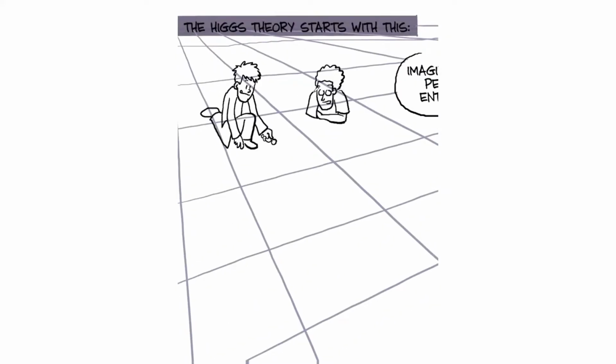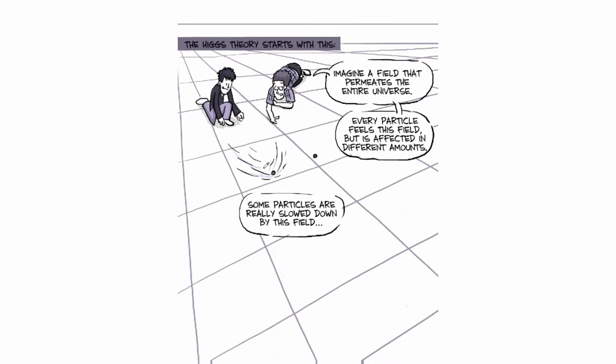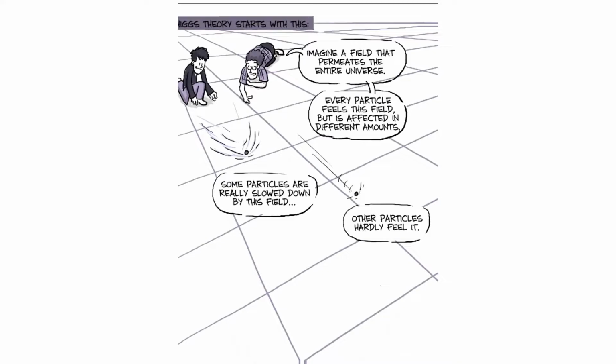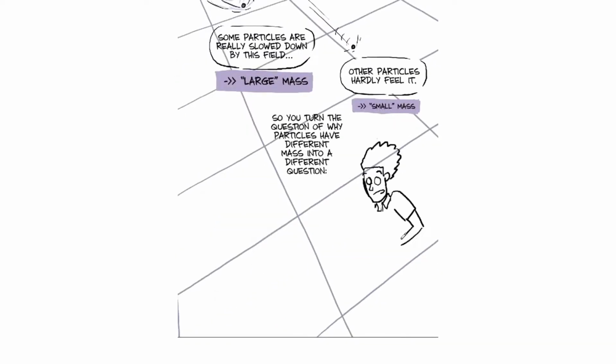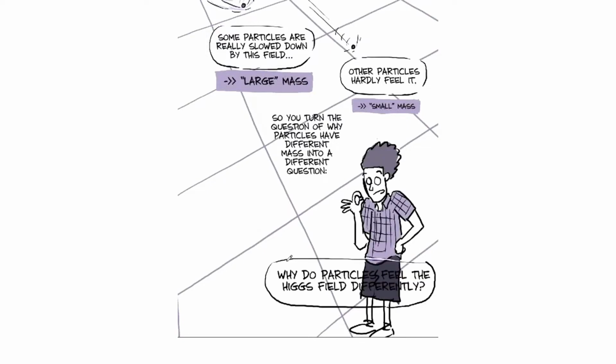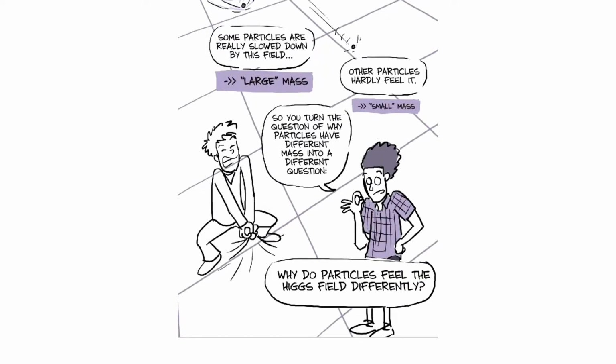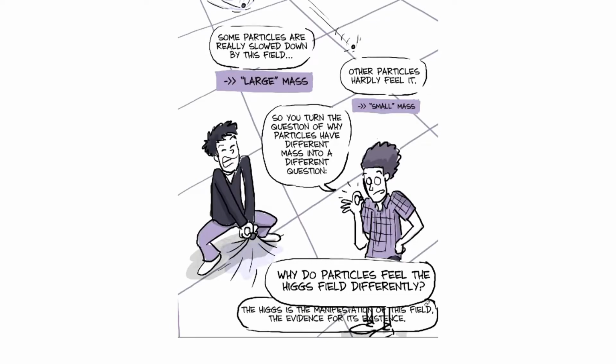The Higgs theory starts with this. Imagine a field that permeates the entire universe. Every particle feels this field, is affected by this field in different amounts. Some particles are really slowed down by interaction with this field, like swimming through molasses, and other particles hardly feel it. The ones that hardly feel it have a small mass. The ones that are really affected by it, they couple strongly to this field, are slowed down a lot, and have a large mass. So you've turned the question of why do particles have different masses into a different question: why do particles feel the Higgs field differently? But there is one manifestation of the field, which is the existence of this particle.